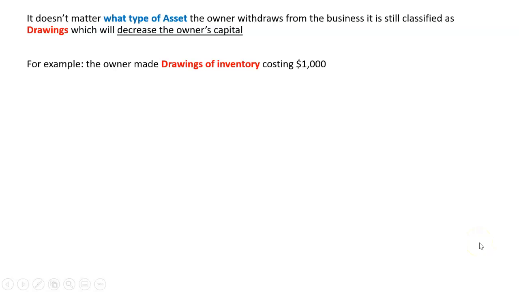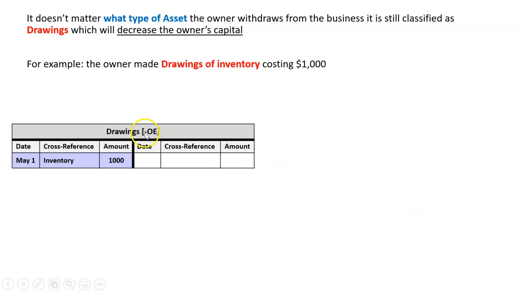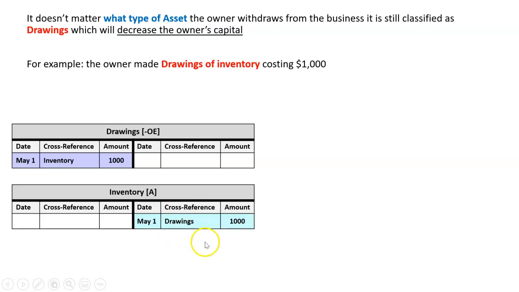For example, let's say the owner made drawings of inventory costing $1,000. We'll process this in the next video, but for now we'll just say, look, that will be a debit to a ledger called drawings, which is a negative owner's equity, and it would be a credit to a ledger called inventory. So we can say we've got drawings going up on the debit side and inventory going down. It's an asset and we've got a credit. That's how we do it.